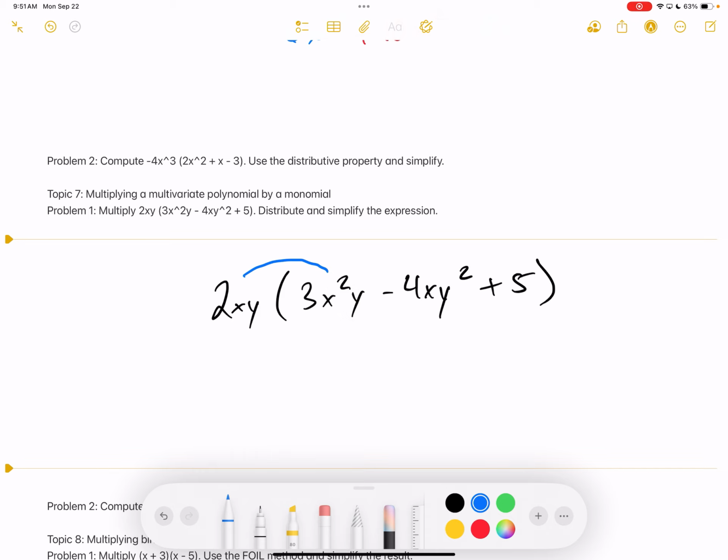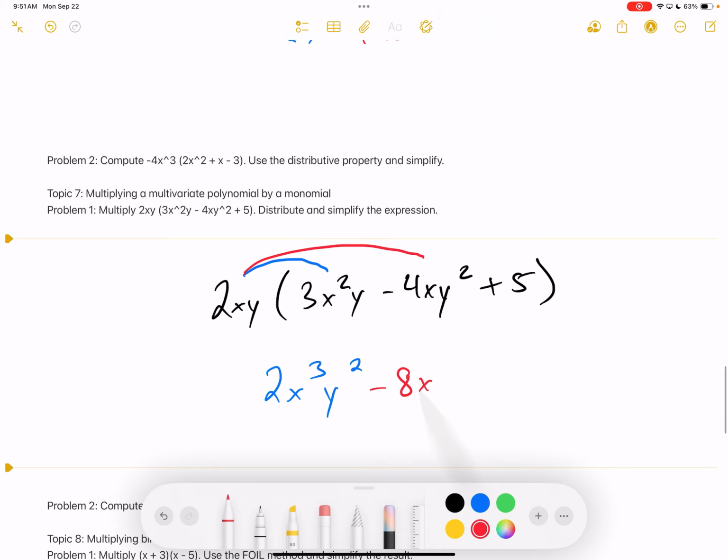2xy times 3x squared y would be 2x cubed y squared. I'm adding 1x and 1y. 2xy times -4x squared would be -8x squared y cubed. And 2xy times 5 would be 10xy.